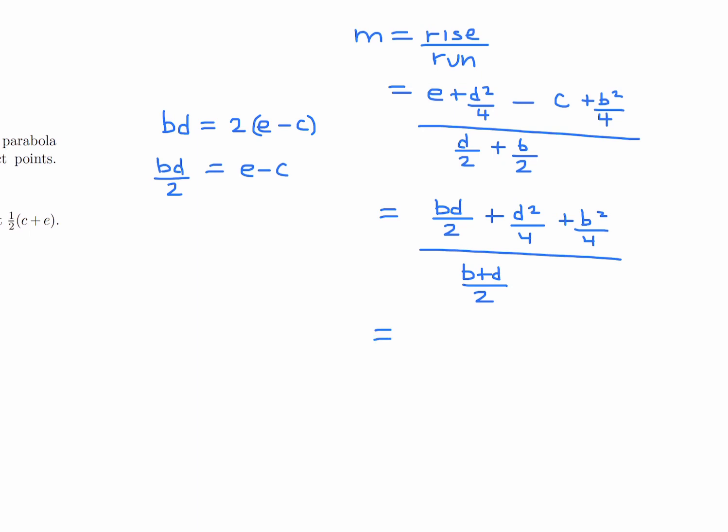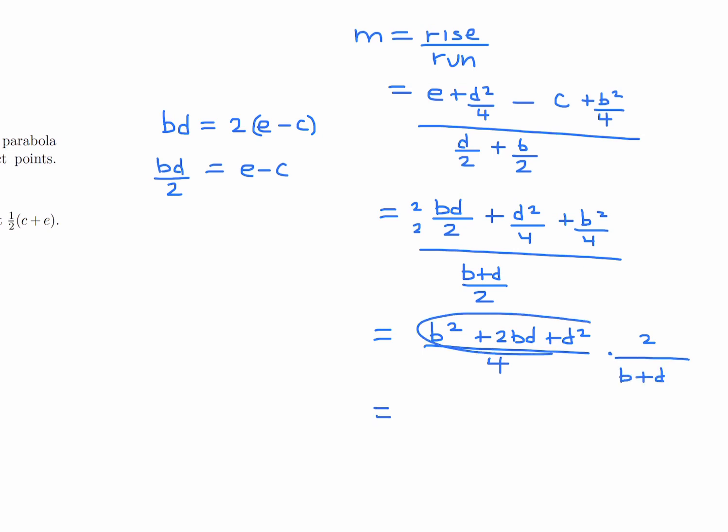And on the top, you'll notice that if I multiply top and bottom by 2 and then collect like terms, we got B squared plus 2BD plus D squared all over 4. And then I'm going to invert and multiply this, so 2 over B plus D, like that. And then this factors very nicely. It becomes B plus D all squared all over B plus D.